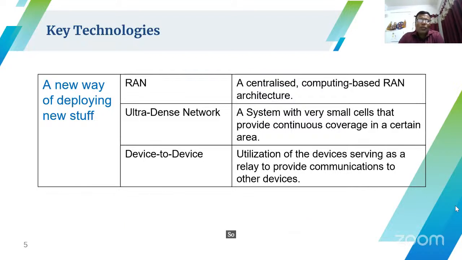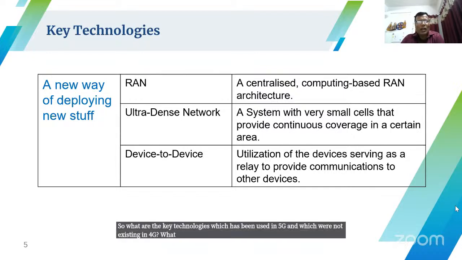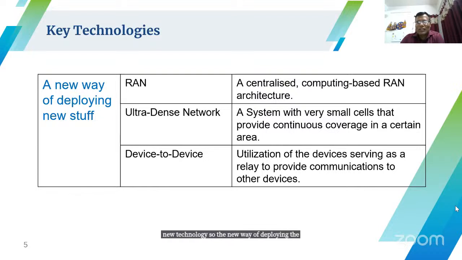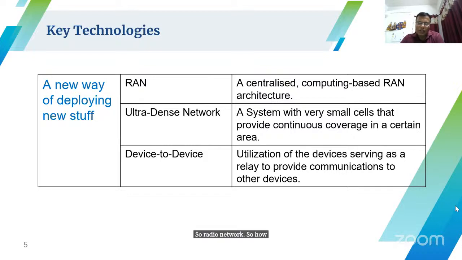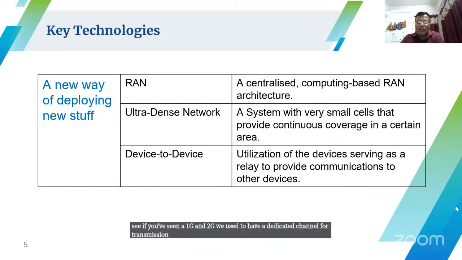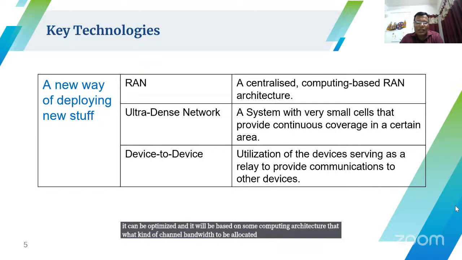So what are the key technologies used in 5G which were not existing in 4G? What I would like to say is that it's a very smart use of existing technology and use of a few new technologies, a new way of deploying the new stuff. The first thing is the radio access network. We all know that in wireless communication, the entire data transaction happens over a wireless network, which is nothing but a radio network. So how do we have access to this radio network? In 1G and 2G, we used to have a dedicated channel for transmission and reception. Here also we will have this kind of thing, but it can be optimized, and it will be based on some computing architecture that decides what kind of channel bandwidth to be allocated. So all these things are very dynamic.